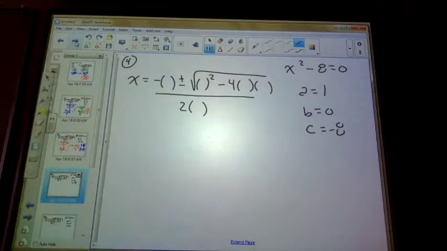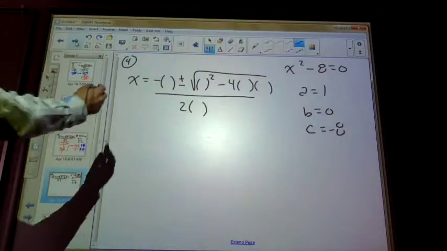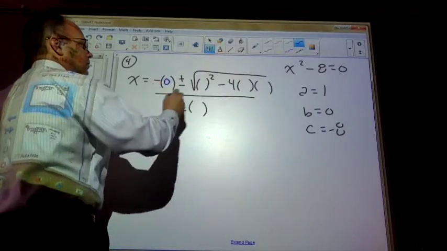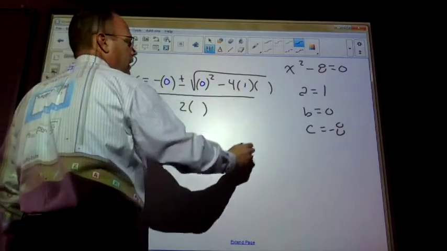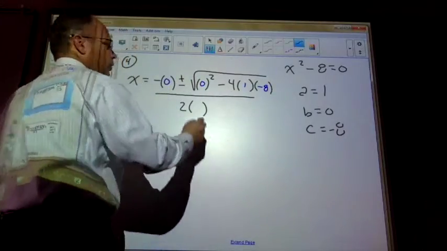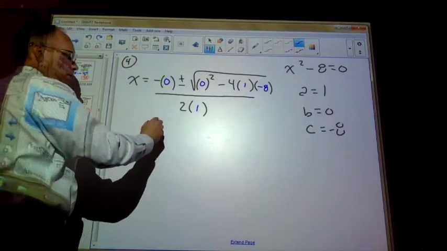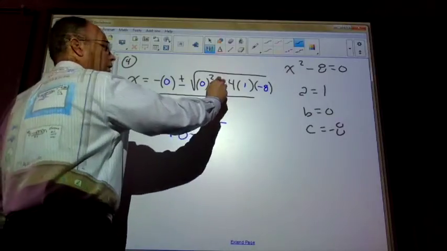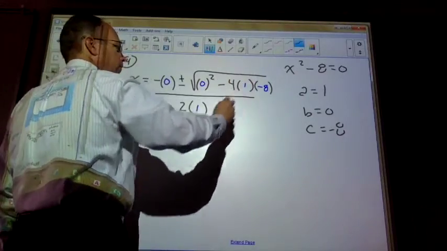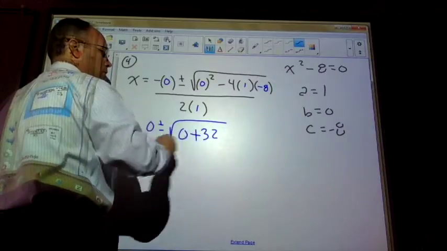Number 4. X squared minus 8 is our problem. Take a look at my A, B, and C's. Why is the B value 0? Yeah, it's not there. There's not an X term, so it's got to be 0. So X equals negative B plus or minus square root B squared minus 4AC all over 2A. Agree? Negative 0, well, that just comes out to 0. Plus or minus 0 squared minus negative 4 times 1 is negative 4. Negative 4 times 8 is positive 32. What's that?